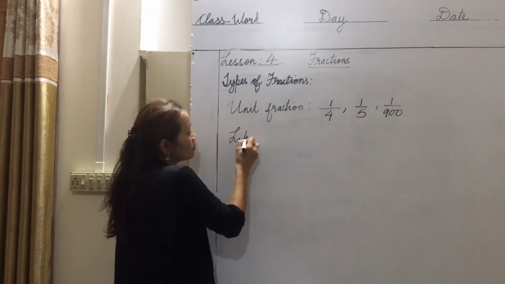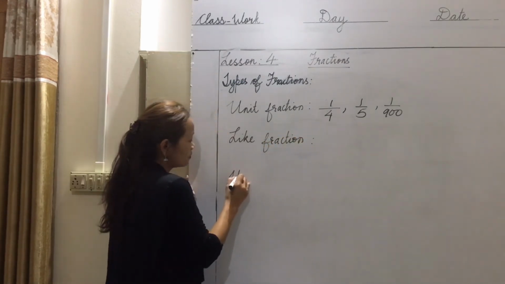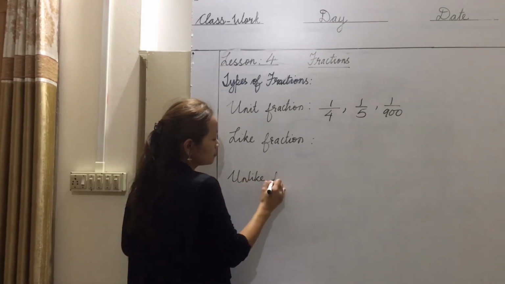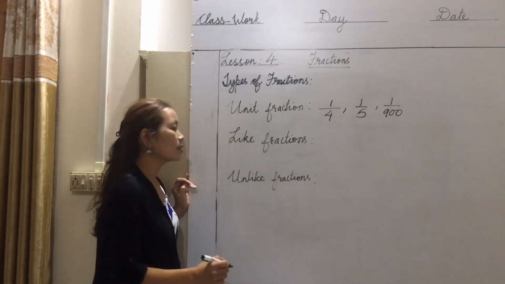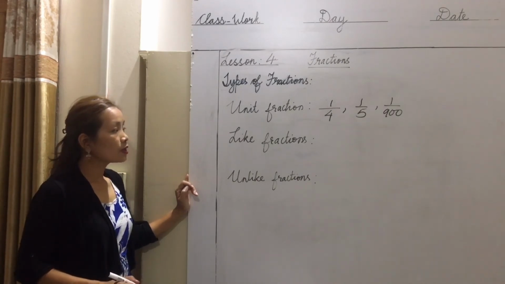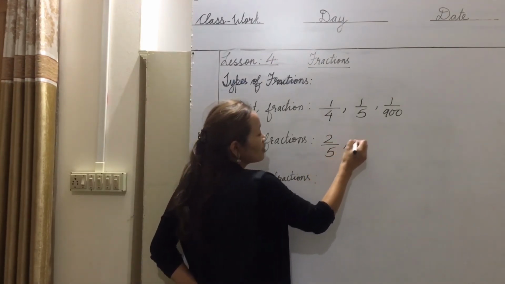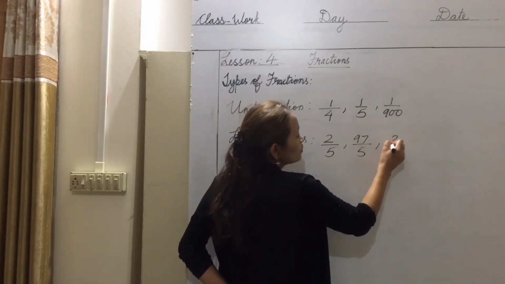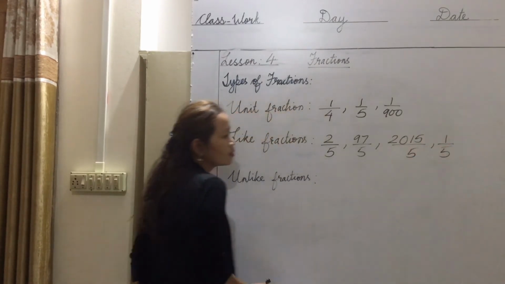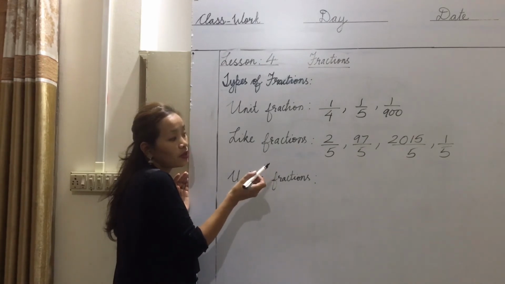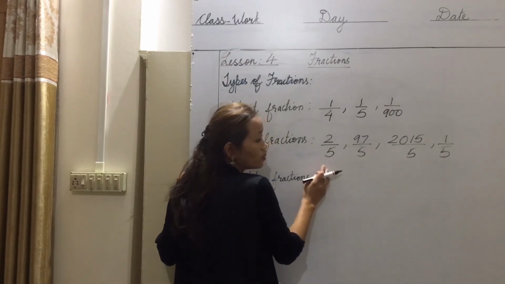Like fractions and unlike fractions. In like fractions, we will have the same denominator, right? For example, 2 by 5, 97 by 5, 2015 by 5, 1 by 5. When we look at these examples, we can see that all the denominators are same. They all have 5 as their denominators, right?